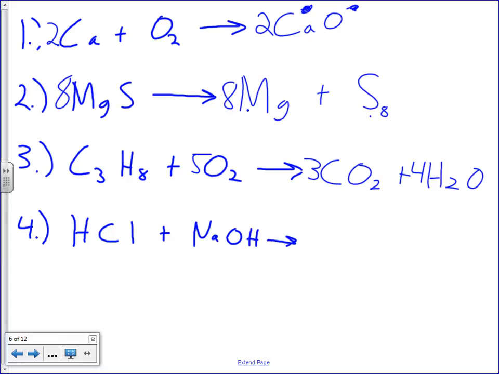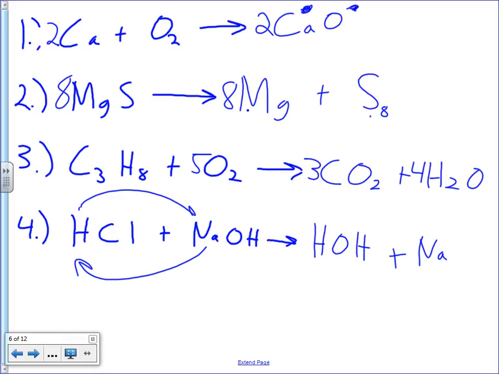All right, number 4, I've got hydrogen chloride reacting with sodium hydroxide. It's a double replacement reaction because they're both ionic compounds. Okay, so I'm going to swap the metals. That means hydrogen and sodium need to trade partners. So hydrogen's going to wind up with hydroxide, and sodium is going to end up with chlorine.